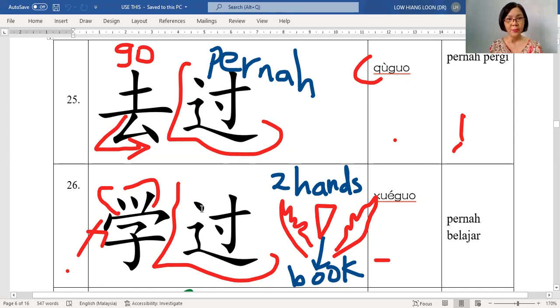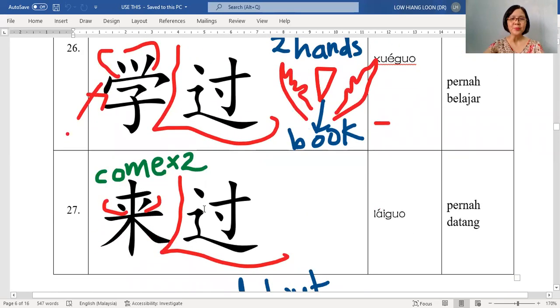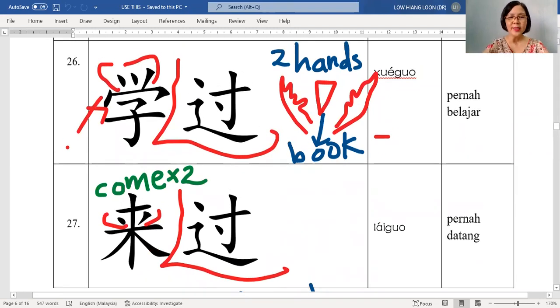学过. Pernah belajar. What else? Compare these 2. 27. The 2 red parts are like mari. Lai. When you say lai, you show this way. So this is lai. Come. 来过. Pernah datang. You came before.